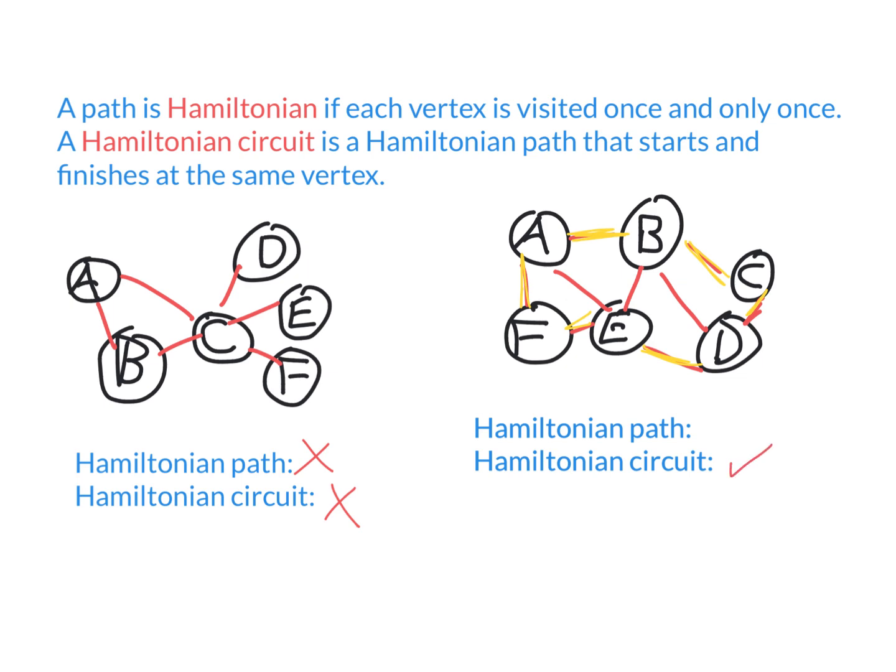Now, by definition, every Hamiltonian circuit is a Hamiltonian path. So all Hamiltonian circuits are Hamiltonian paths, but not all Hamiltonian paths are Hamiltonian circuits.